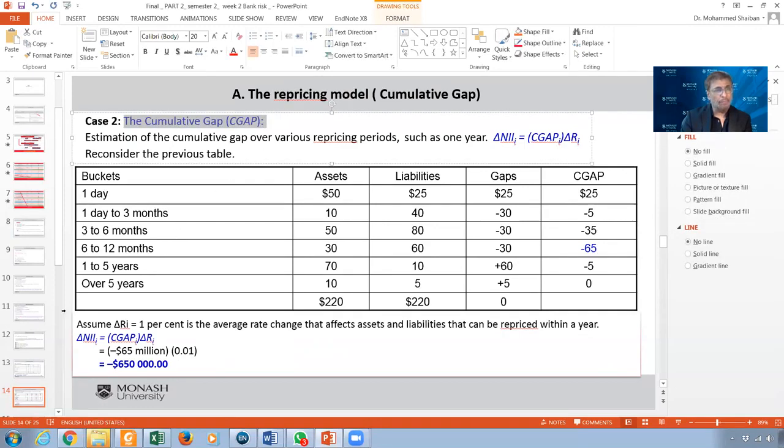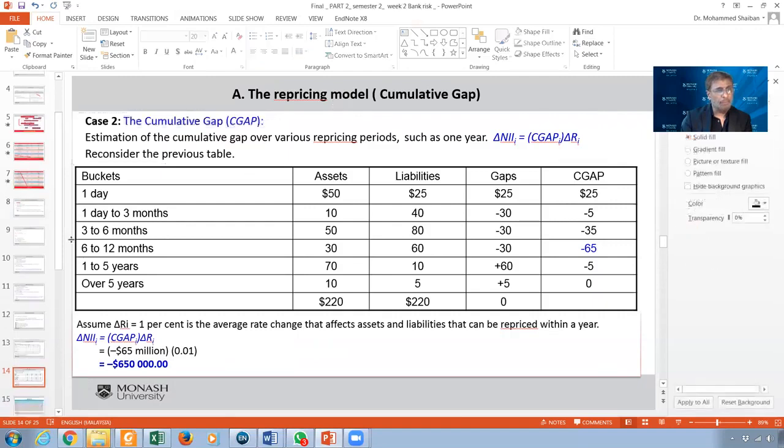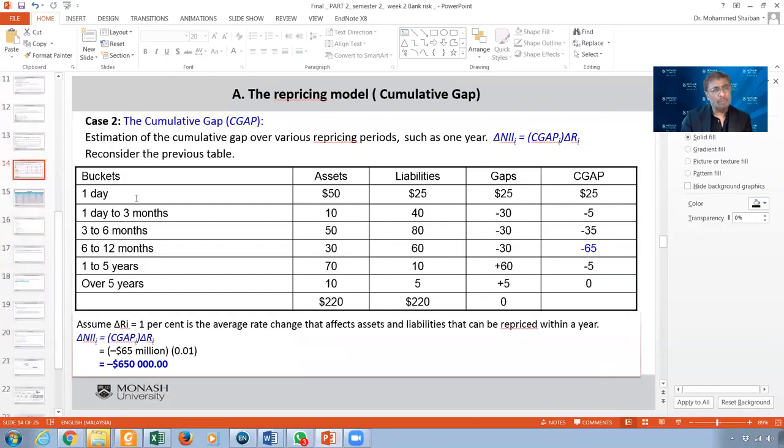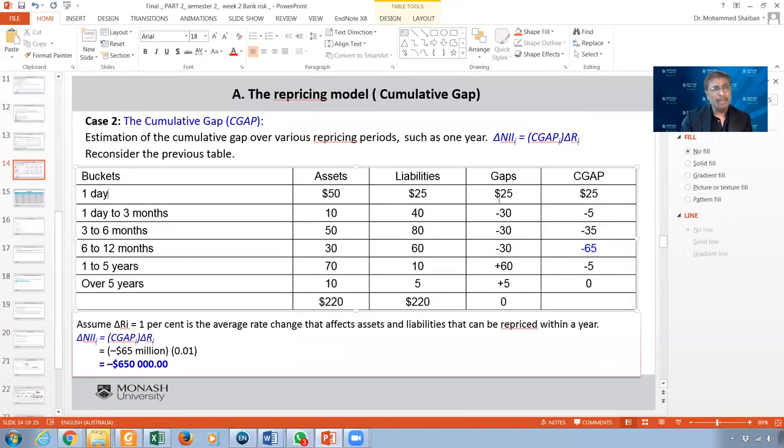Now, the cumulative gap is different, because you have to calculate the gap, and then you have to get the cumulative of the gaps. So here, for example, 25, then this is the same numbers I get from the last slide. This is 30, so you have to decrease this from this. Now you are accumulating of 1 day to 3 months is actually minus 5.